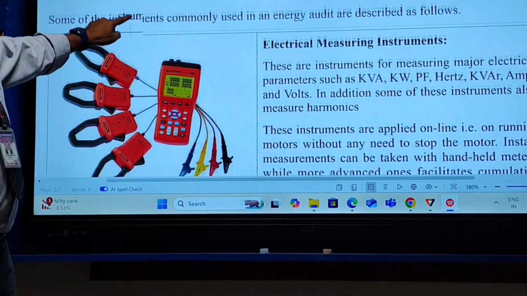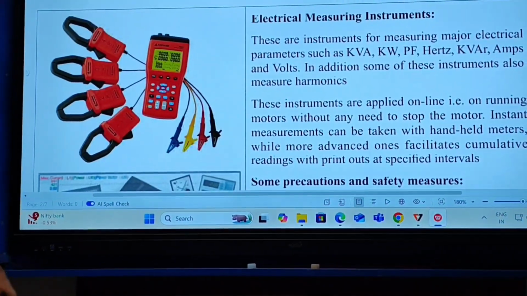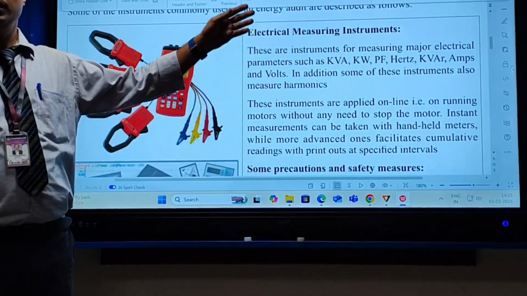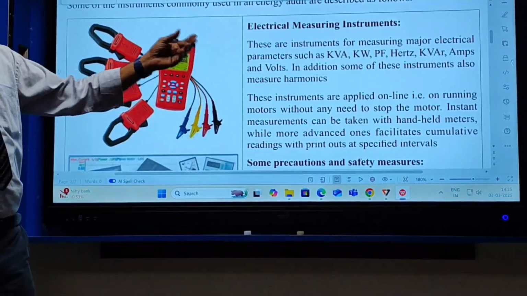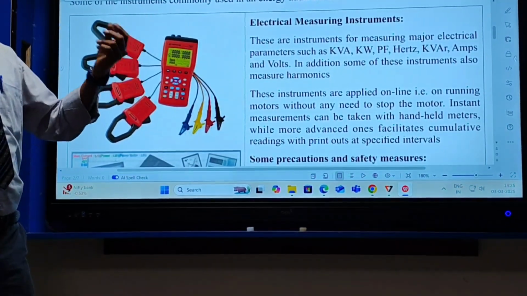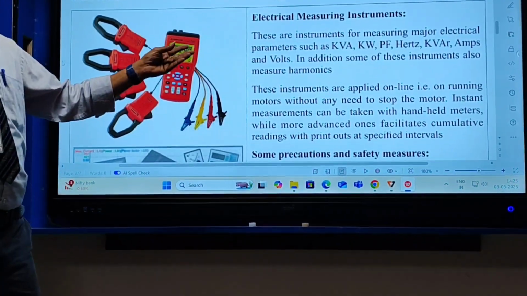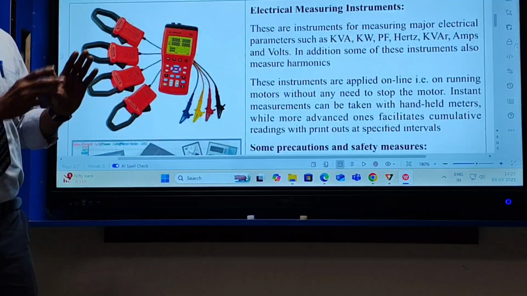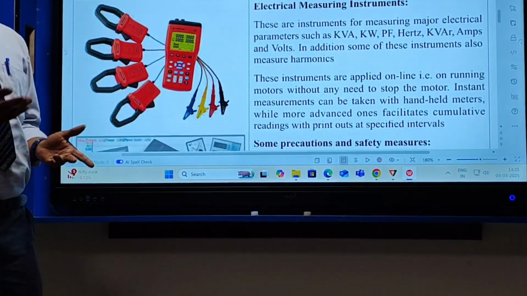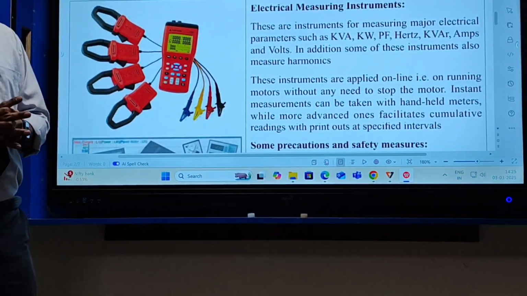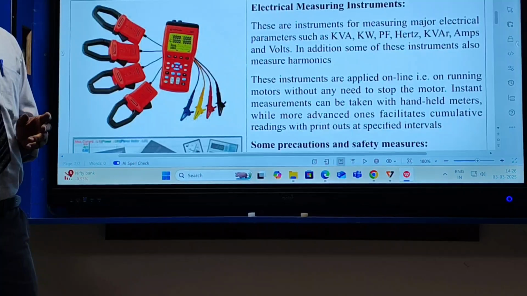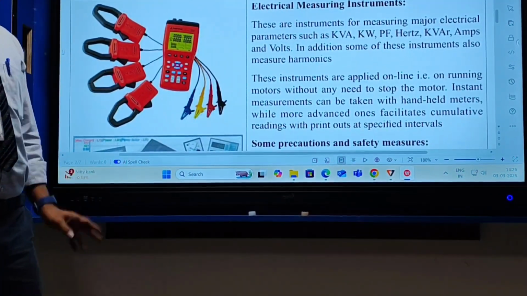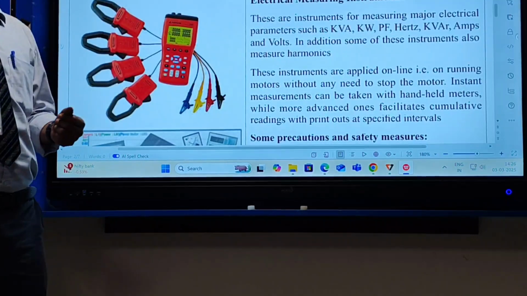Electrical measuring instruments are used to measure kVA, kW, PF, frequency, reactive power, apparent power, amperes, that is current, voltage, etc. When you are taking these parameters, usually this audit is carried out under running or operating conditions. So you have to take necessary precautions while taking these readings or measurements.